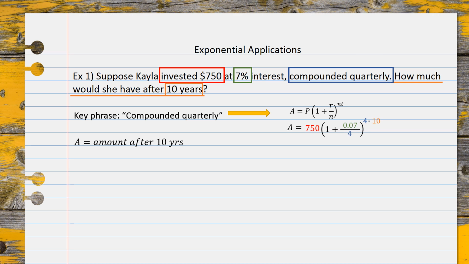So now that we have the values plugged into the equation, we're ready to simplify and solve it. So according to GEMS, we have to focus inside the parentheses first. And notice division comes before addition. So take the time now to do the division of 0.07 divided by 4. Hopefully you found the division to be 0.0175, and also the exponents 4 times 10 can be written now as 40.